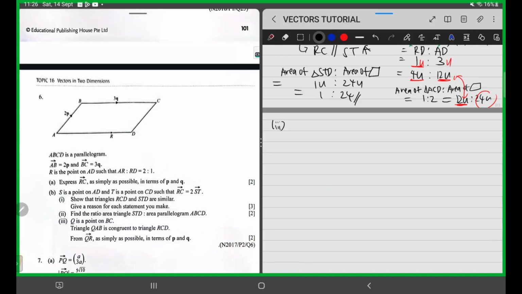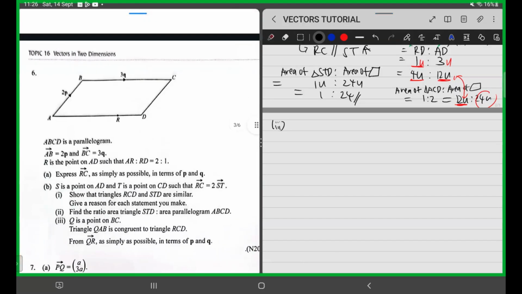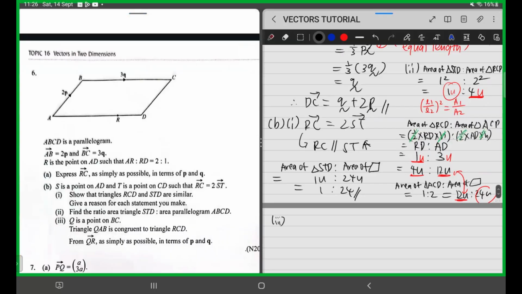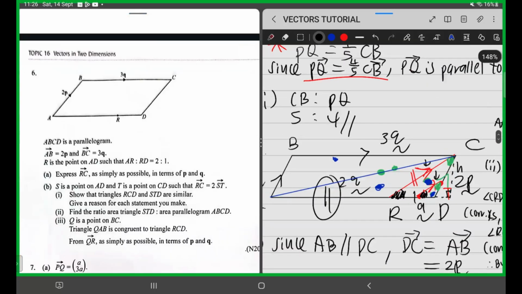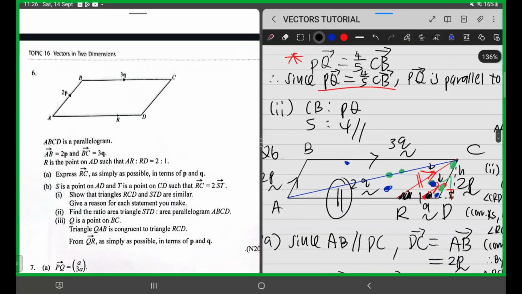Okay, then next. Q is a point on BC. And then, okay, so we look back here. Q is a point on BC. QAB is congruent to RCD.